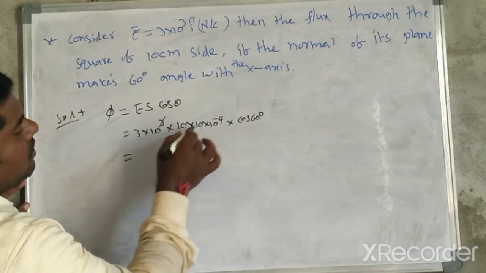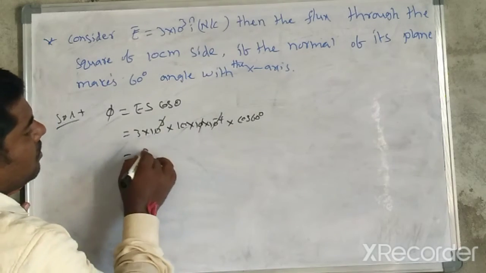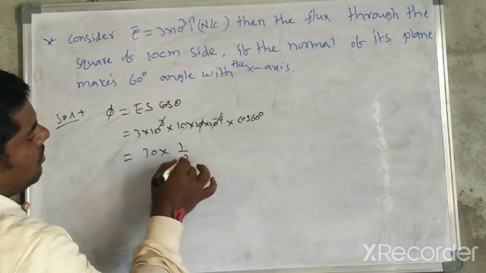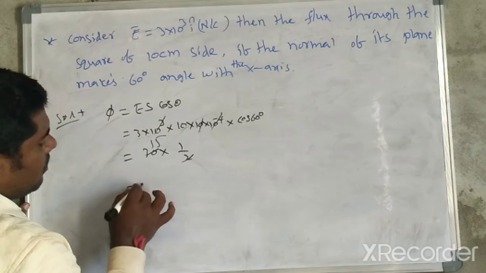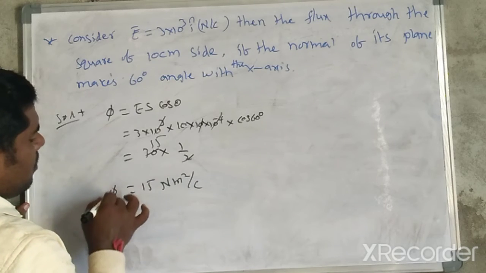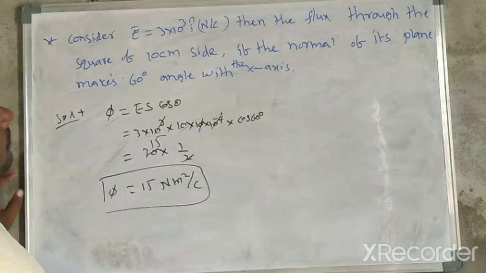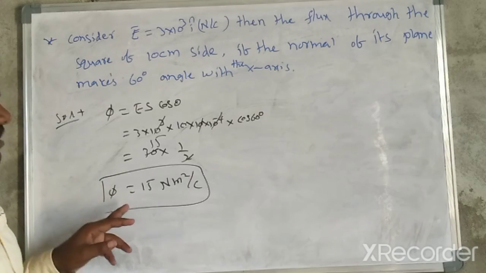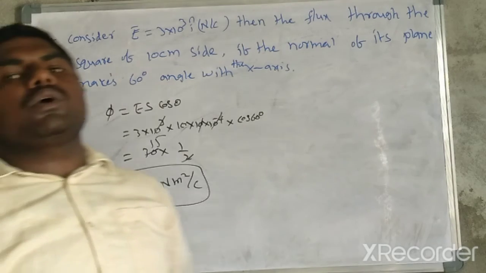So this gets cancelled. 30 into cos 60, which is 1 by 2, so 15. The total flux is 15 newton meter square per coulomb.